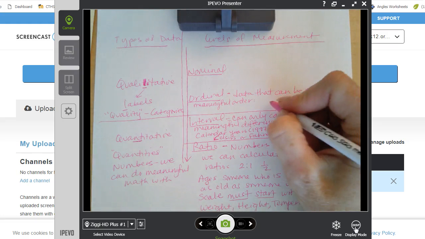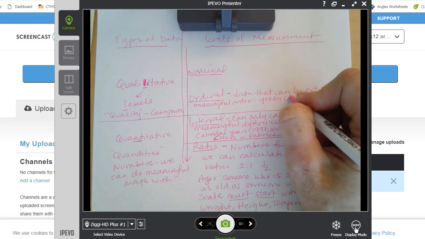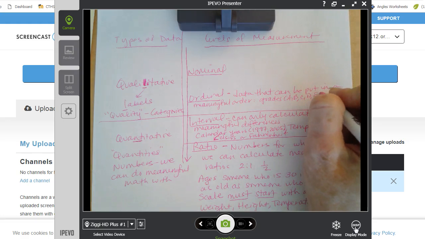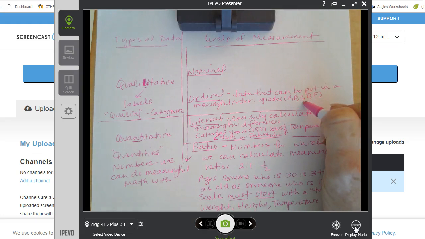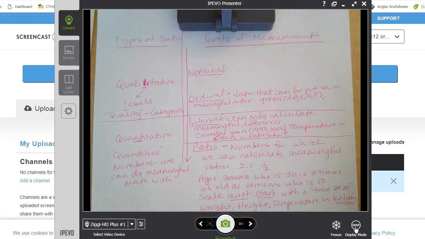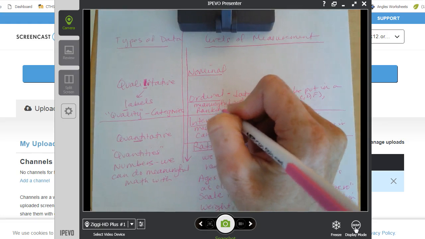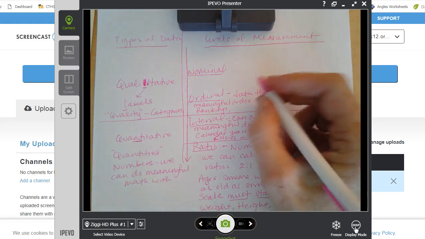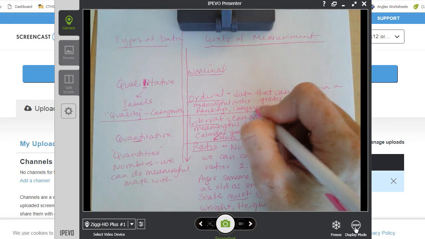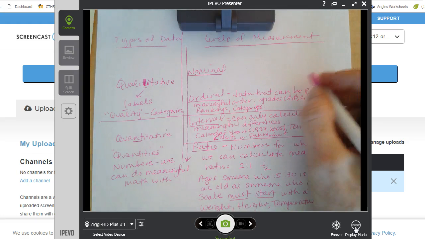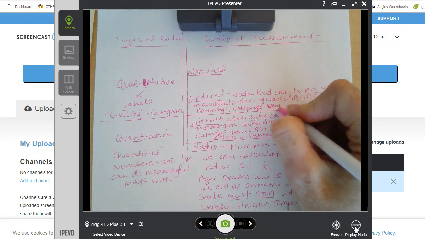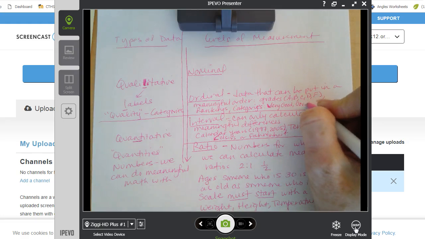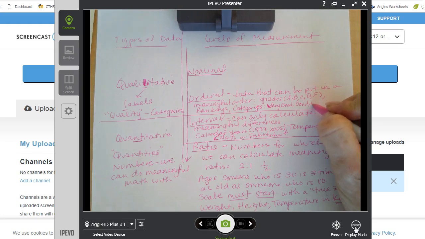So this could be things like grades, A, B, C, D, F. There's a meaningful order to those. A is better than B, B is better than C, C is better than D. Okay. We talked about rankings, top 5 basketball players, categories, like very good, good, neutral, bad, very bad, something like that, right? Where you can see there's a range there. Those would be some examples, okay?